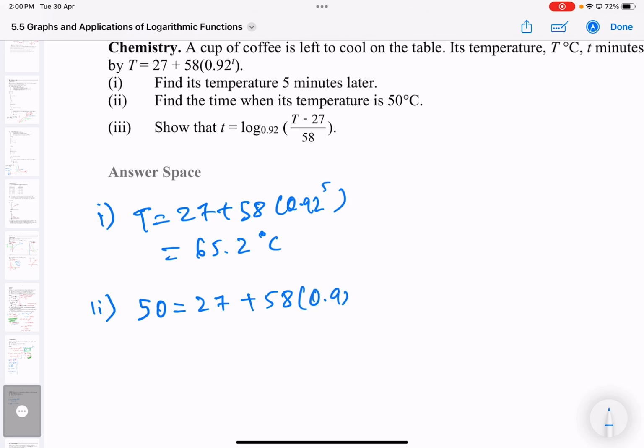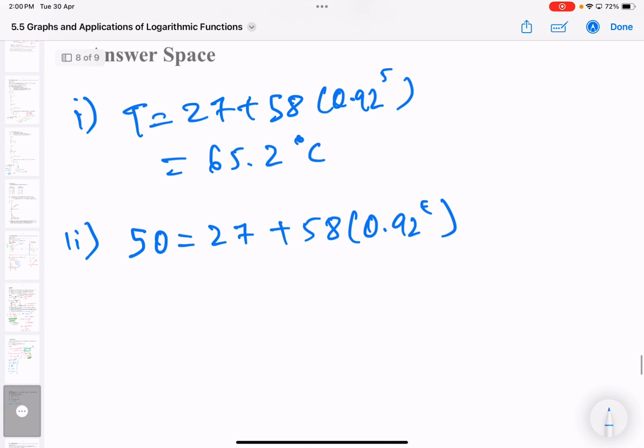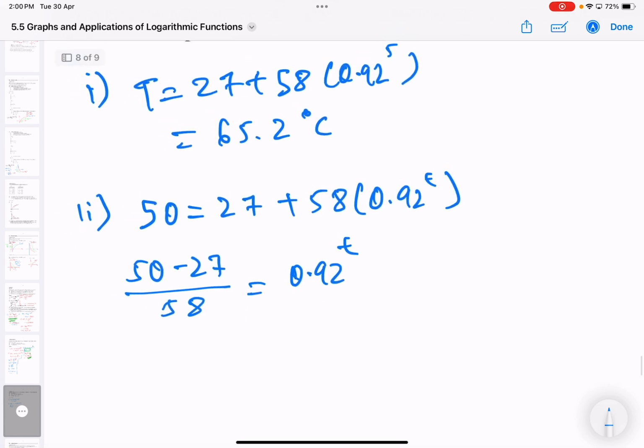The variable that I want to find is actually T. So I'm going to make T the subject. I bring the 27 over, 50 minus 27, and I divide by 58, which equals 0.92 to the power of T. So all I have to do, what is 50 minus 27 divided by 58? This is actually 23 over 58.